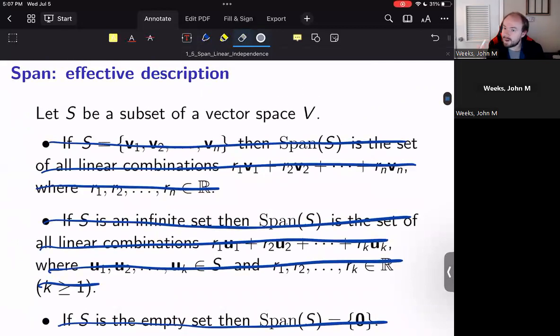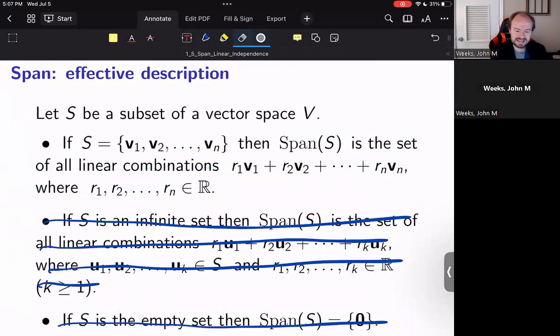Now, effectively, what is the span? Well, it is that thing that we were talking about before. It is the collection of linear combinations. Basically, if S is just a list of the vectors in your subset, then you can put in front of any of those vectors any scalar, and just have it multiply times that vector.